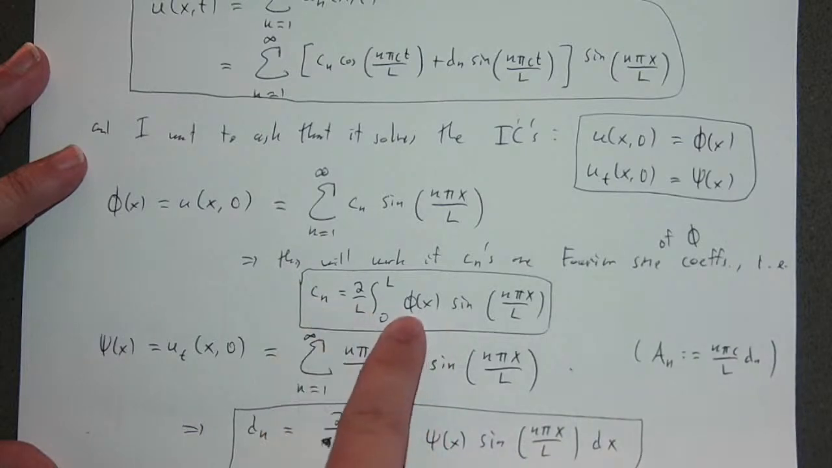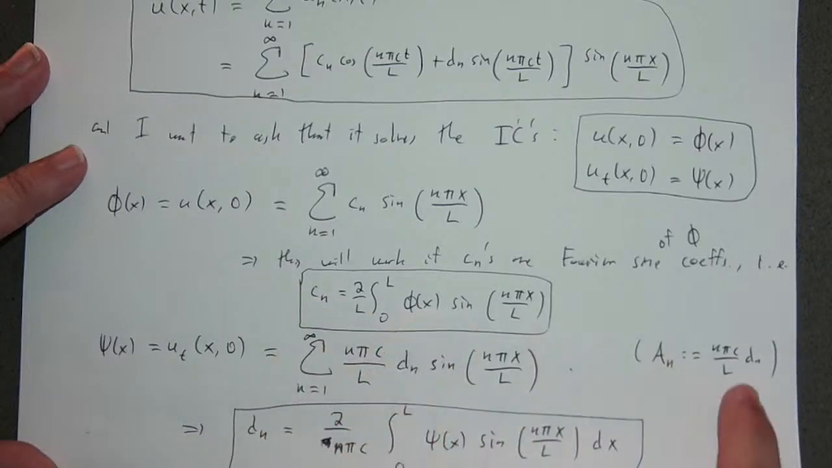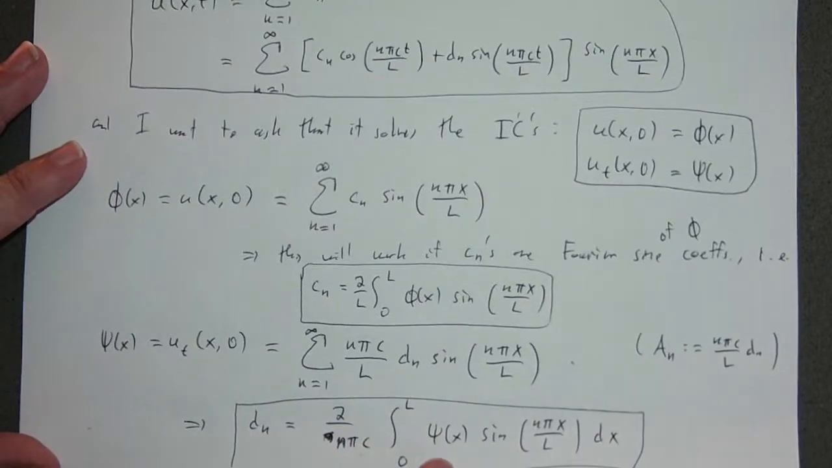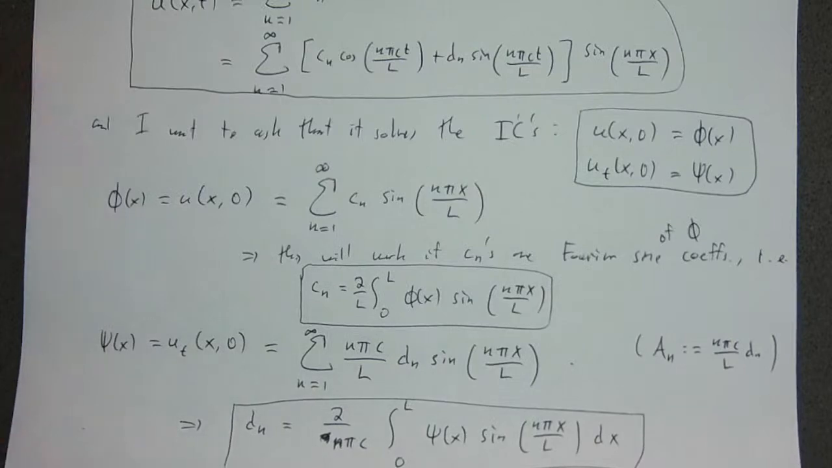It looks like this, except with a c instead of a phi here. But then to solve for d sub n, you just divide that by n pi c over L. So d sub n is 2 over n pi c times the integral from 0 to L of c of x sine of n pi x over L. Okay, so these d sub n's are not exactly the Fourier sine coefficients of c. They're the Fourier sine coefficients of c with this thing multiplied by them, right?